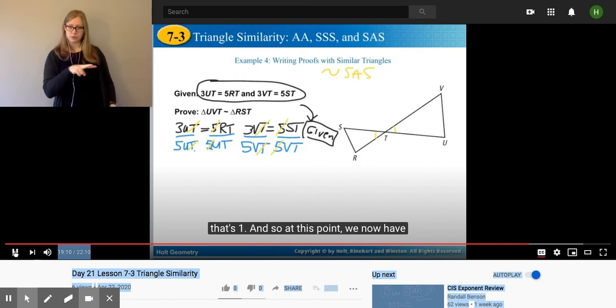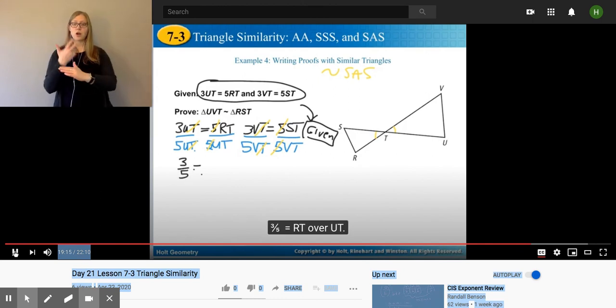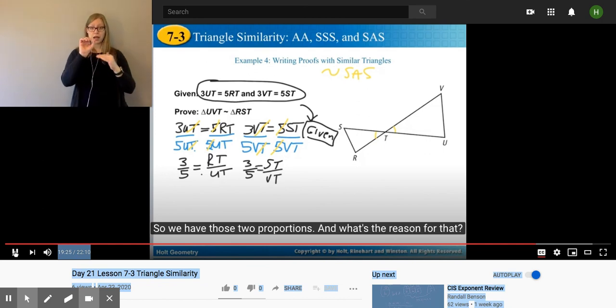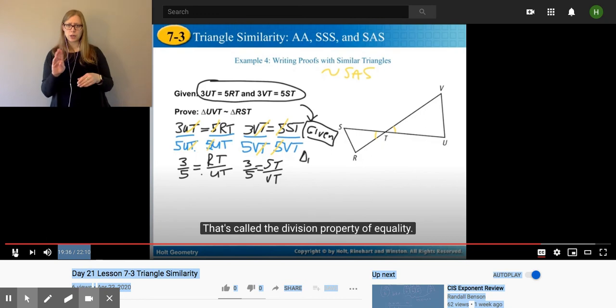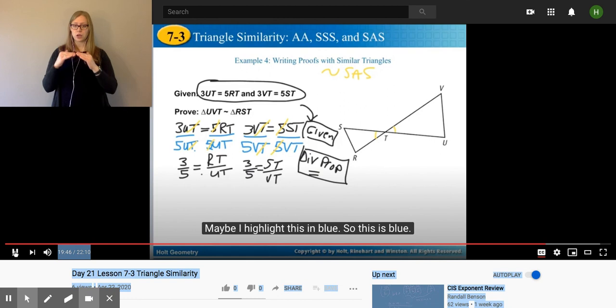And so at this point, we now have 3/5 equals RT over UT, and 3/5 also equals ST over VT. So we have those two proportions. And what's the reason for that? What did I do when I did that step that's in blue? I divided both sides by the same amount. That's called the division property of equality. That allows me to do that. And so that's the reason that I could do that blue step there. Maybe I would highlight this in blue. So this is blue, right?